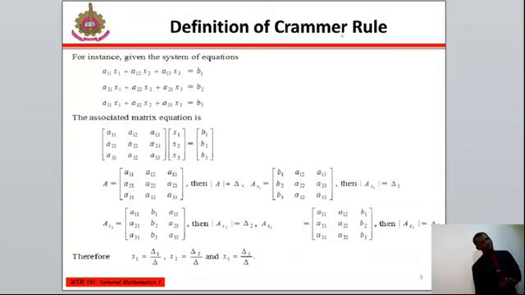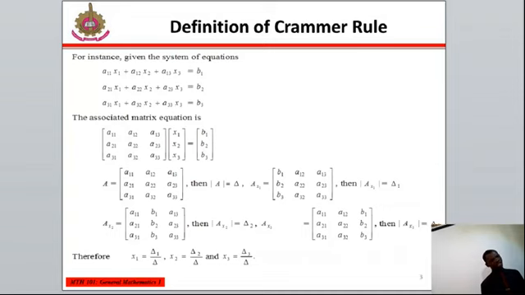Also, you replace the second column in the coefficient matrix with the column vector b, and you then compute the second determinant. What are we saying? You will be replacing the columns of the original matrix with vector b1, b2, b3, and you do that consecutively.